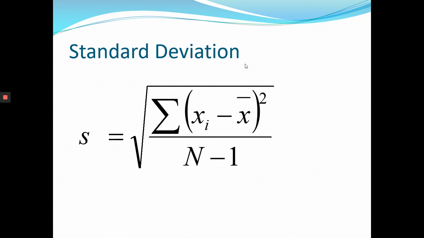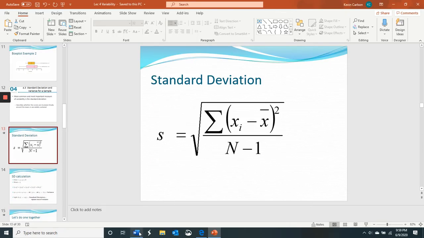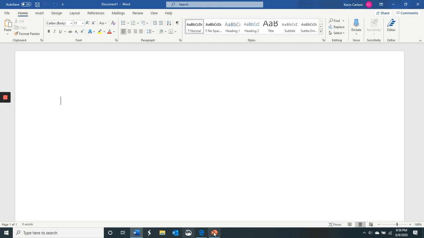When we add them together, this highlights why we are squaring things. Why are we squaring things? Because if we don't square the distance from the mean, we're going to come up with 0.